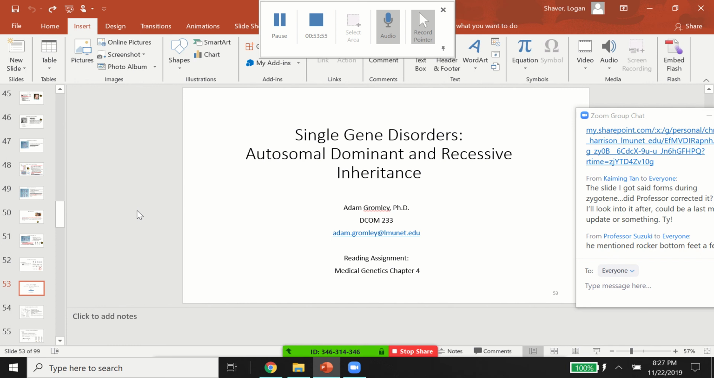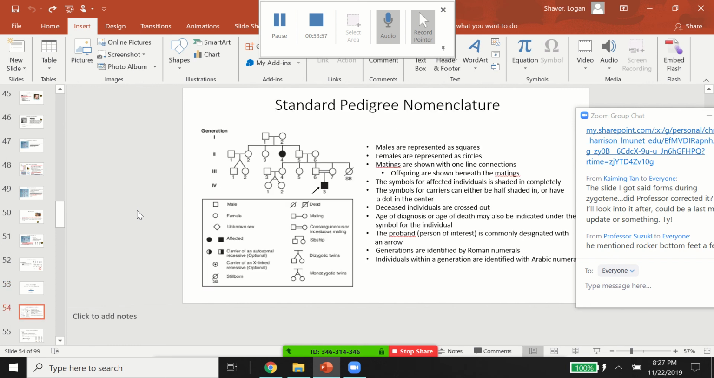So, autosomal dominant and recessive inheritance. Okay, I kept this slide just in case you don't know the basics of a pedigree. But anyway, I'll break it down real quick. Males are always squares on here, while females are always circles. And these lines on each of these pairs: between 1 and 2, that would be their mating, and then down below that line underneath them, it's going to be their offspring, and so on and so forth.